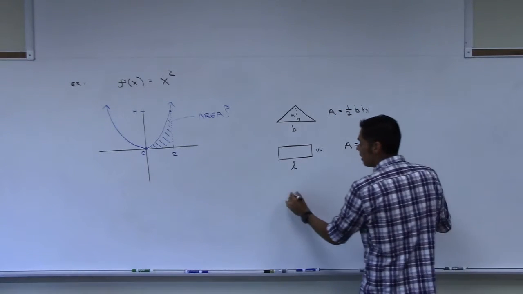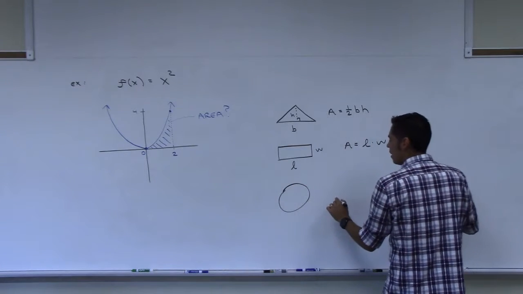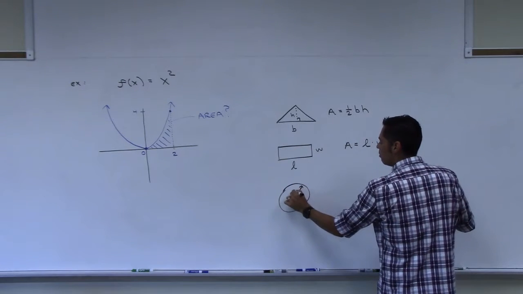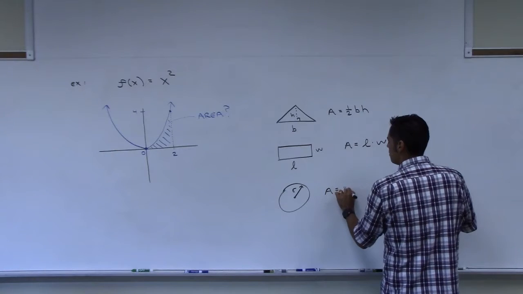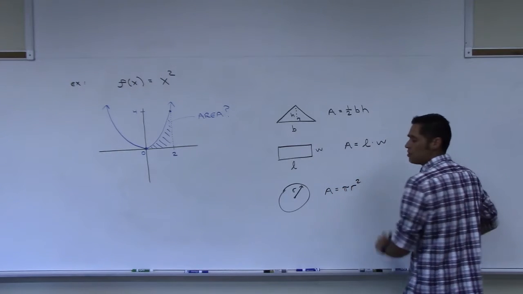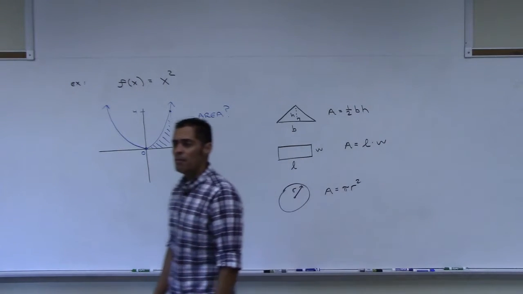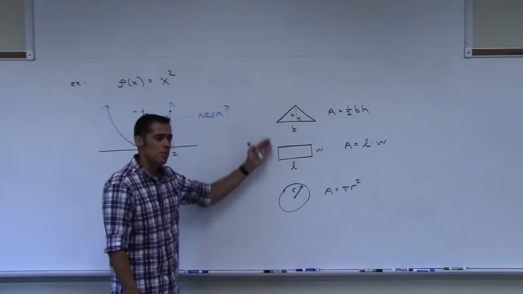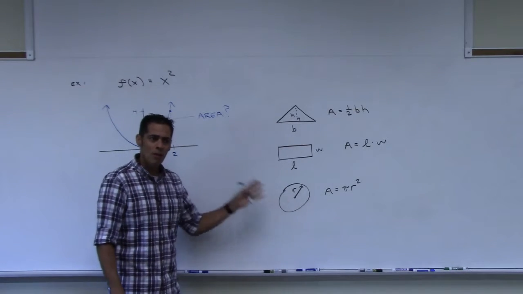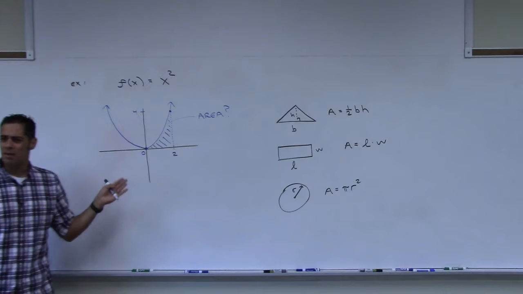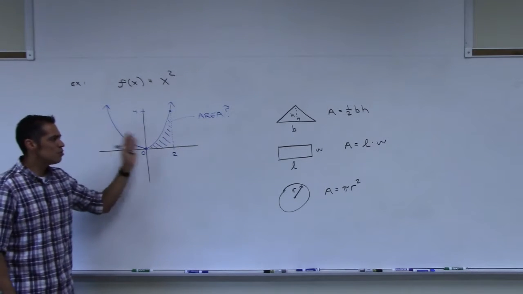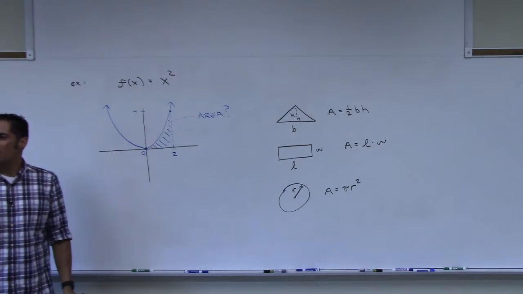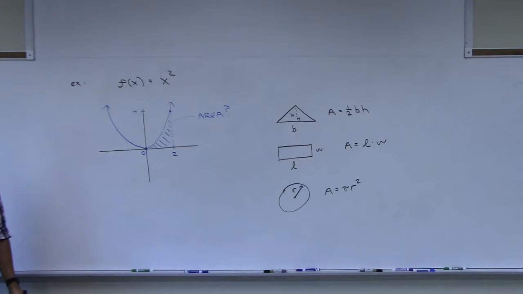And we can even do something complicated like a circle. If we know the radius of a circle, the area of that is pretty commonly known, pi r squared. So those are some of our standard geometric shapes, and we know areas of them, right? But what if the shape gets complicated like this? This isn't a circle, this isn't a triangle, this isn't a rectangle. How do you find the area of this, right?